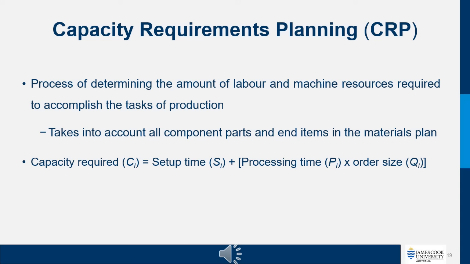By performing capacity requirement planning, organizations can assess the availability of resources, identify potential bottlenecks or capacity constraints, and make informed decisions regarding production schedule, resource allocation, and workforce planning. This helps optimize the utilization of labor and machine resources, balance production loads, and ensure that production commitments can be met within the availability of the capacity. So CRP is typically performed in conjunction with MRP to align the production schedule with the availability of the resources.